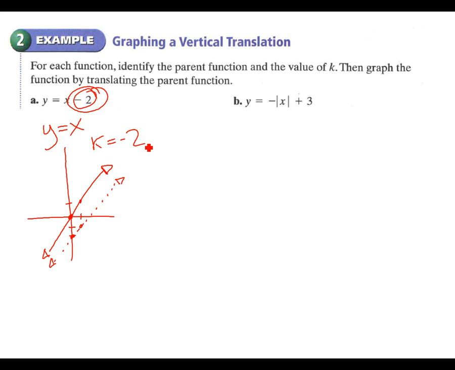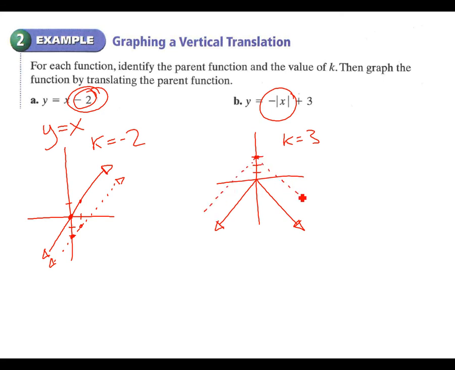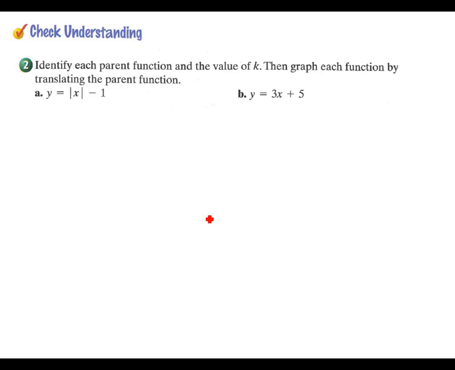All right? For b, I know that the negative absolute value of x looks like this. Okay, we've done absolute value before. Plus 3, so k equals positive 3. What are we going to do? We're going to shift this thing up by 3, and then our new graph would be the exact same thing, but shifted up by 3. All right, so use that same thinking and try to do understanding check number 2.